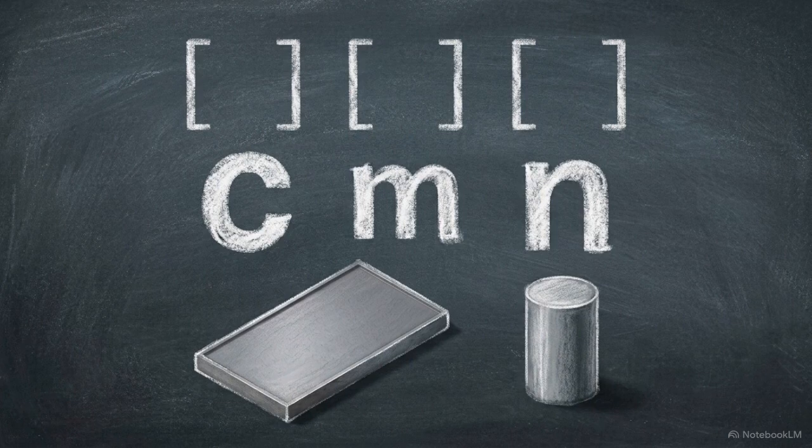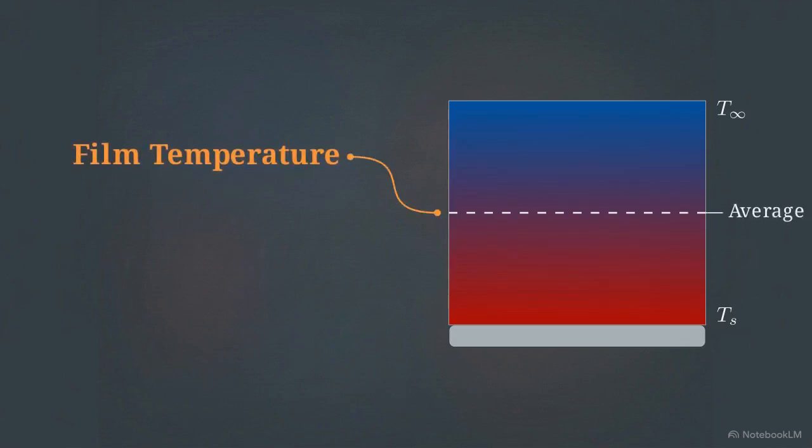specific geometry and flow. Since fluid properties change with temperature, and the temperature varies from the hot plate surface to the cool free stream, we have to evaluate those properties at an average. We calculate the film temperature by adding the surface temperature and the free stream temperature, then dividing by 2.